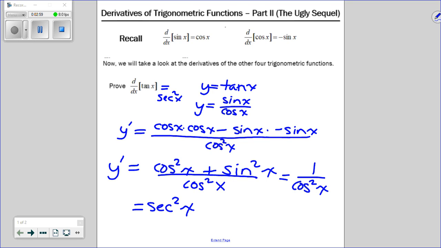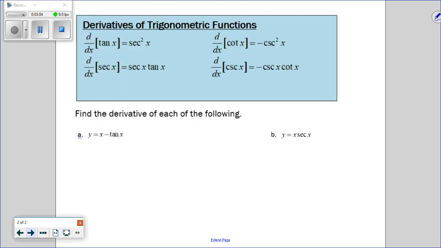And we could work out the remaining trig functions in a similar fashion, but just to save time, these are the remaining four trig derivatives. So derivative of tangent of x equals secant squared of x. Derivative of cotangent of x equals negative cosecant squared of x. Derivative of secant of x equals secant x times tangent x. And then the derivative of cosecant x equals negative cosecant x times cotangent x. Okay, now you guys, you have to memorize all of these, okay?